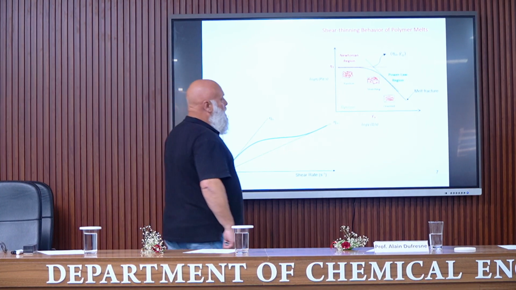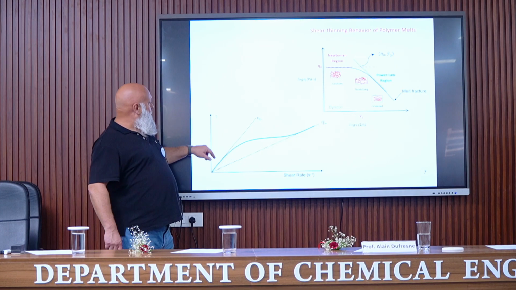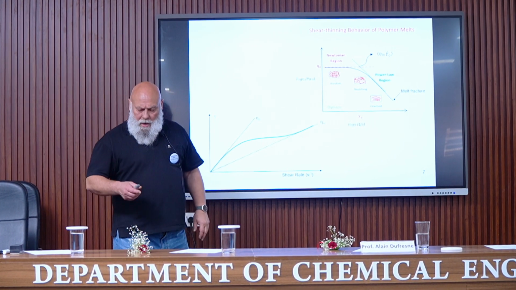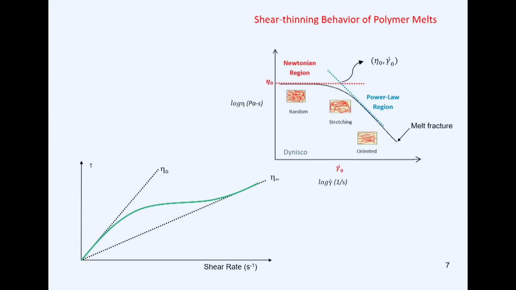So this is the evolution of the stress as a function of the shear rate. In fact, it is the same curve as this one, where we can observe the Newtonian behavior at the beginning, then the shear thinning behavior, and this second plateau that cannot be observed experimentally.